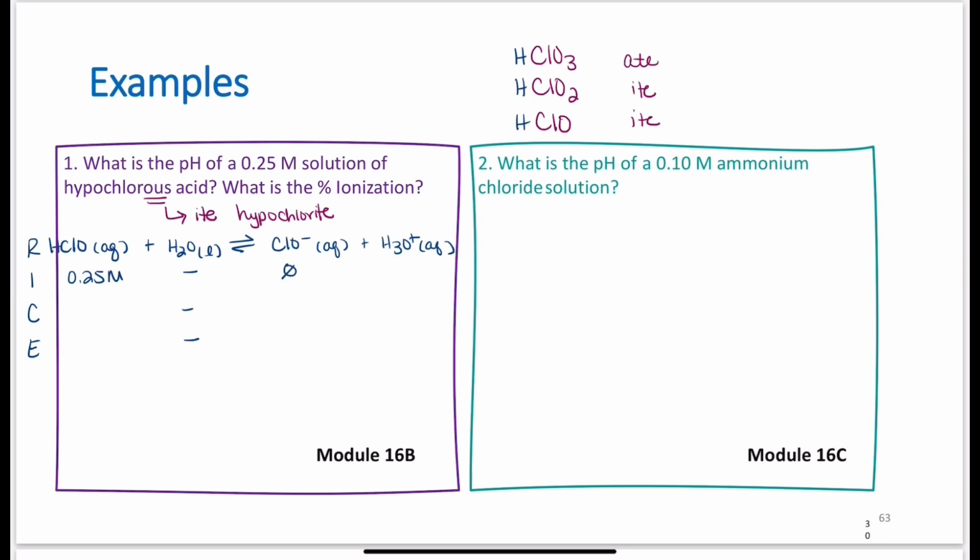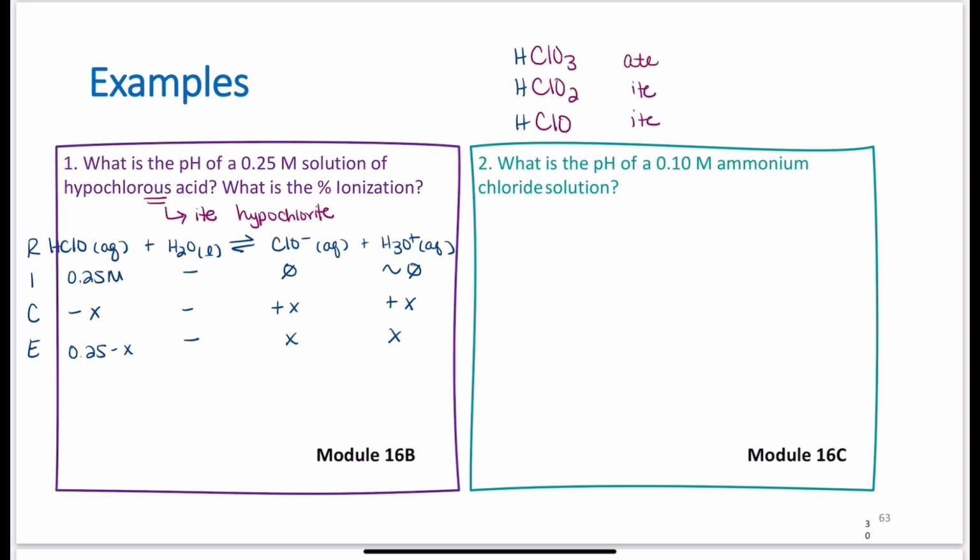I don't have any of the hypochlorite to start with, and I have approximately no hydronium ion. Again, I say approximately here because I do have some hydronium ion present just due to water, but it's a concentration of 10 to the minus 7, so relatively small compared to the concentration of the acid here. Change is minus x, plus x, and at equilibrium, 0.25 minus x, and x.